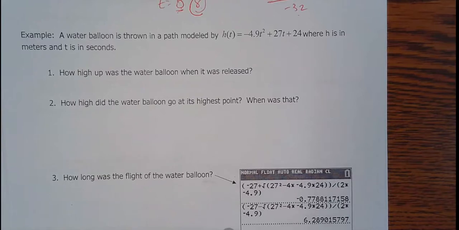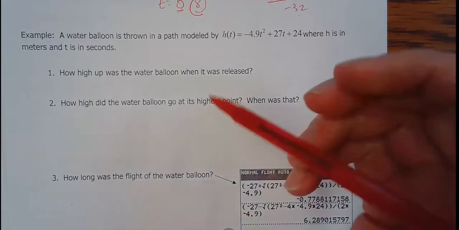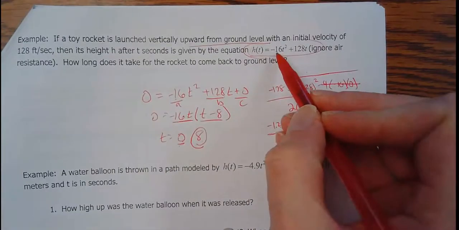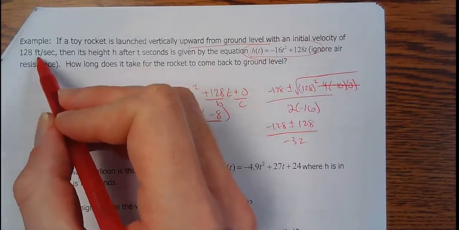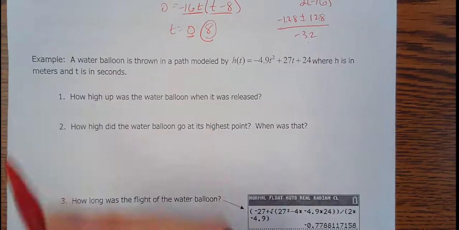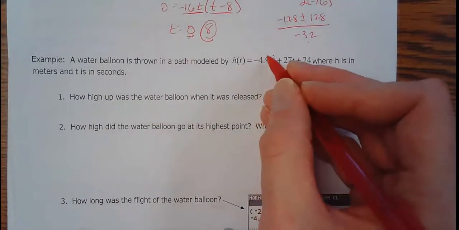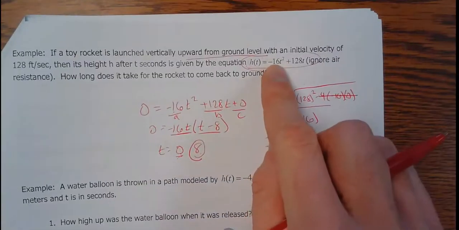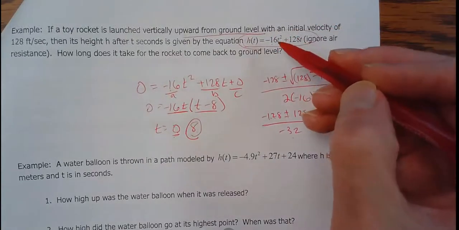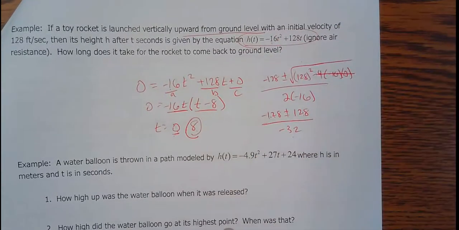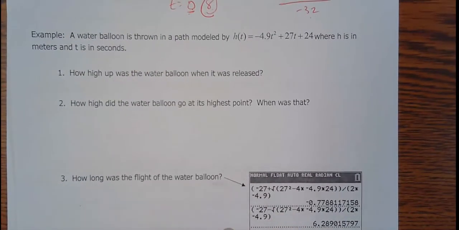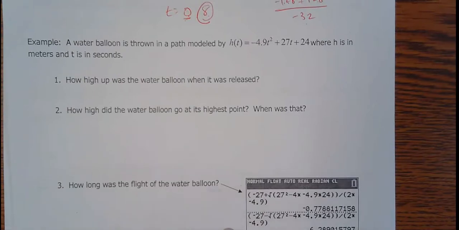And then, a water balloon is thrown in a path modeled by this. Okay, now this one, notice the numbers are different. It didn't have a negative 16 on front, and that was in feet. The new one has a negative 4.9, it's in meters. So any of you in physics will know that this is the acceleration in meters per second squared. Negative 16 is the acceleration of gravity in feet per second squared. That's why the numbers are different. So if it's on Earth, you'll see either a negative 16 or a negative 4.9. So this is meters. Now we're talking about meters. We must be not in America anymore. We're the only country that's stubborn enough to stick to feet.